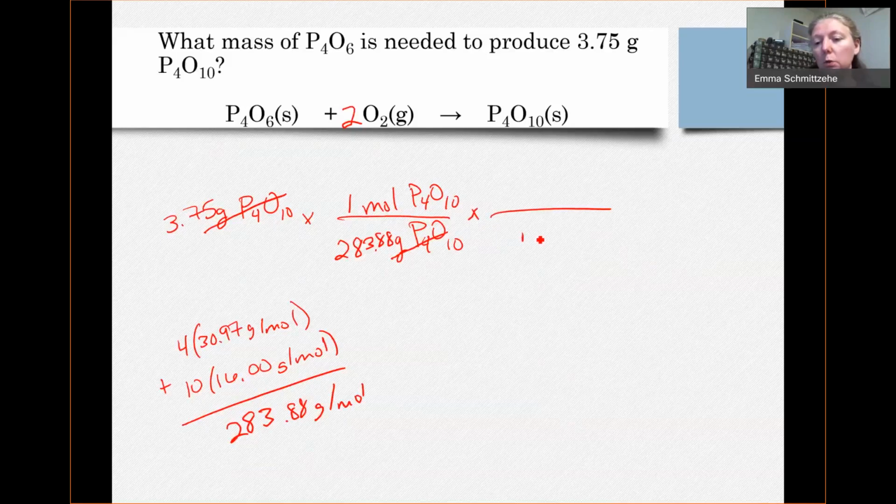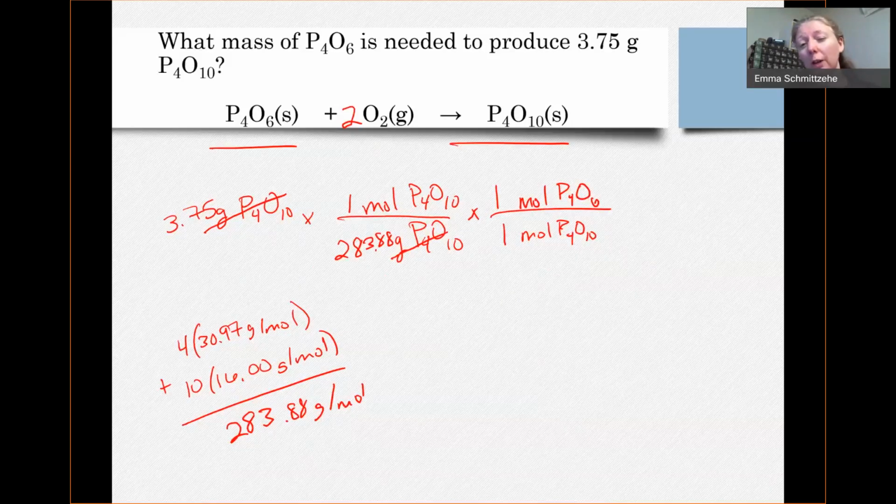So now I can convert moles of P4O10 to moles of P4O6 because that's what I want. Okay, and you look at the reaction, and P4O10 is 1 mole, and P4O6 is 1 mole, right? And that is balanced because we already balanced that reaction on the previous example. So you can have 1-to-1 mole ratios, but if you look at your reaction and there's no coefficients, just double check and make sure it's balanced, okay? And we did that already.